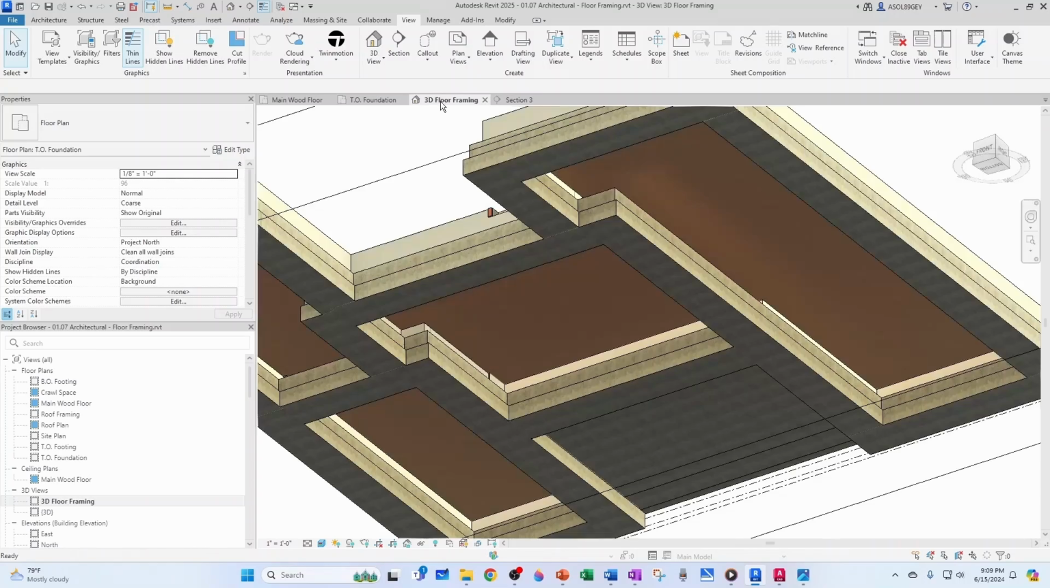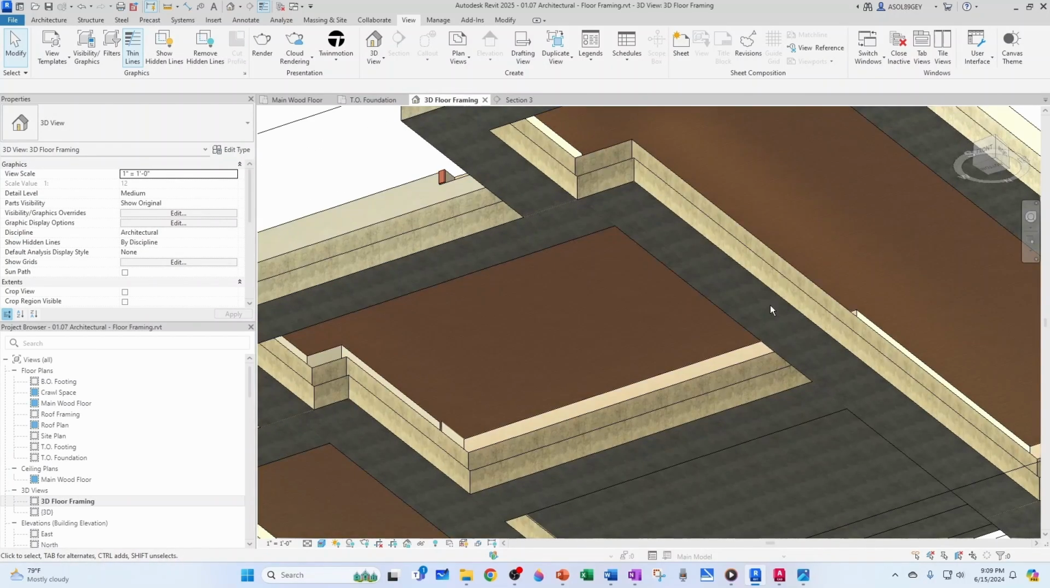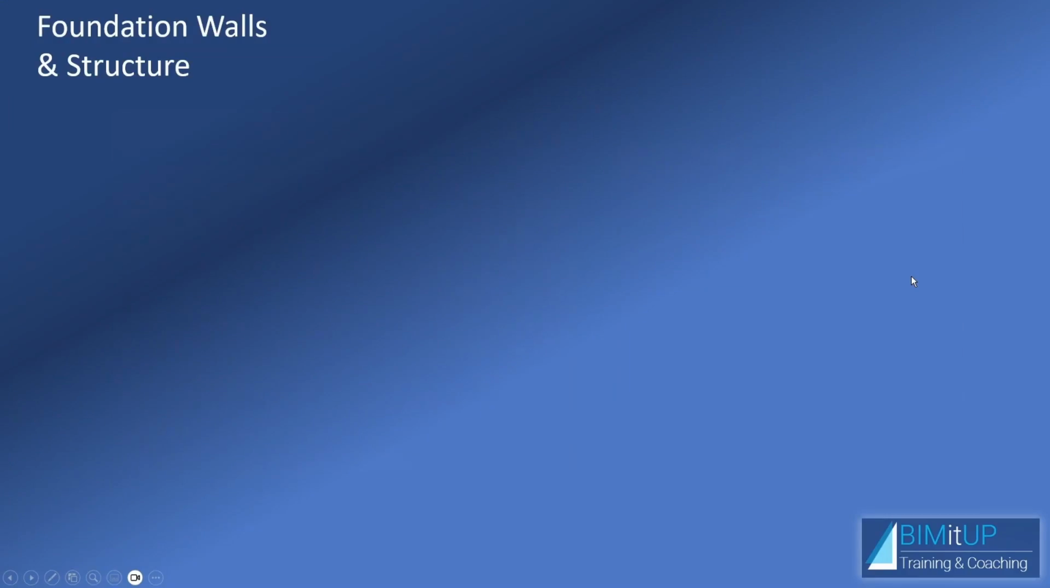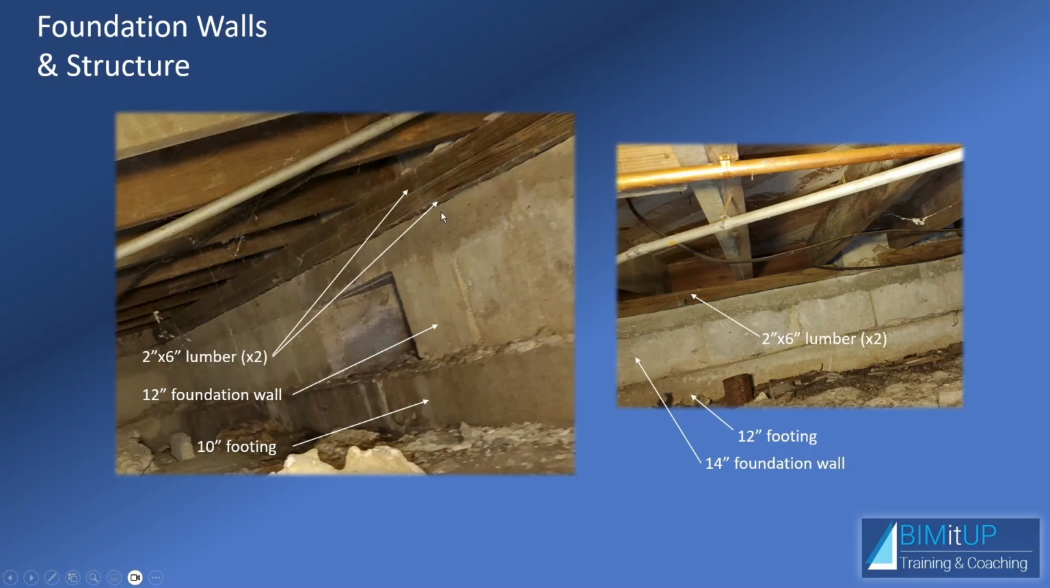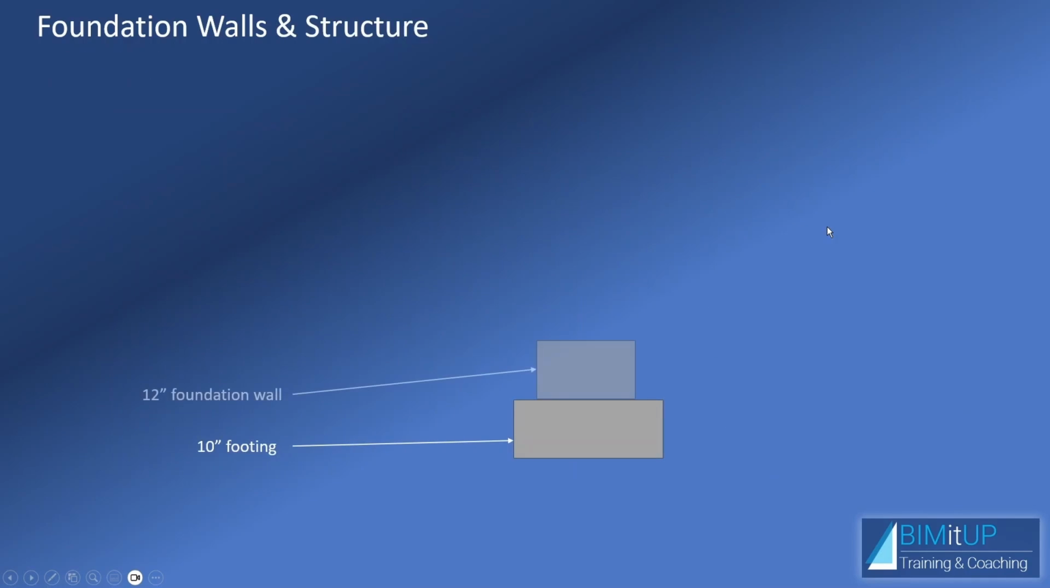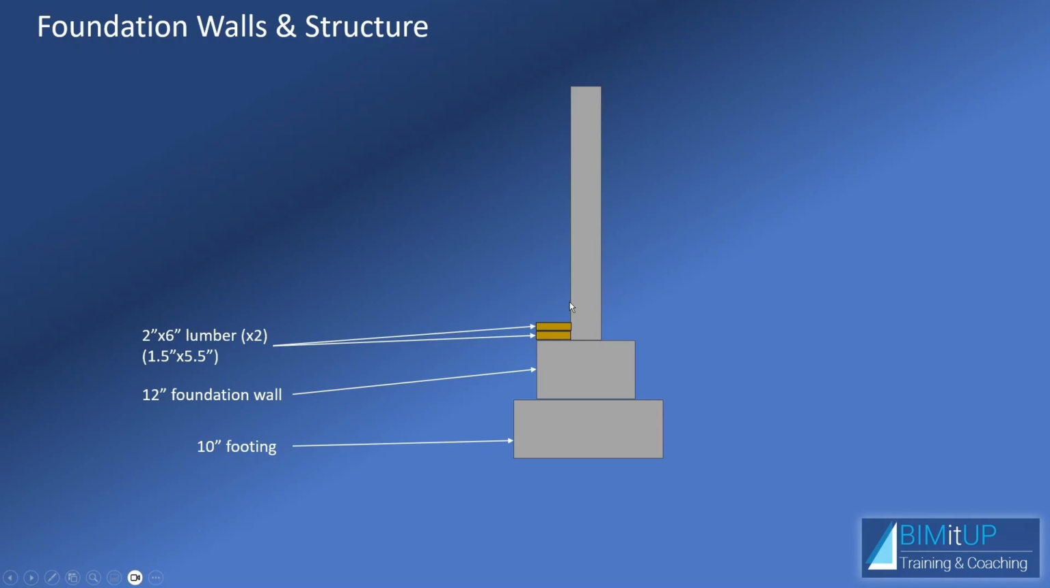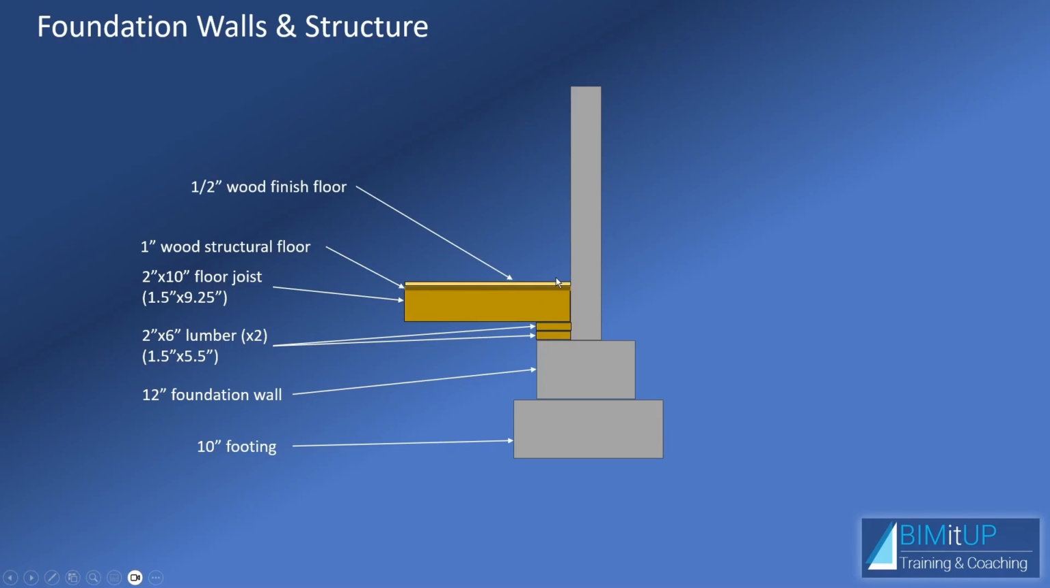We can verify in 3D view. There you go. Perfect. Just a reminder of what I want to end up with. We want to have our 10-inch footing, 12-inch foundation wall, our 2x6s, our 2x10s, and then our structural wood floor. And in section view, our footing, foundation wall with our block wall on top, our 2x6s, 2x10s, our structural floor, and our finished floor. So keeping this in mind, let's go to our section.